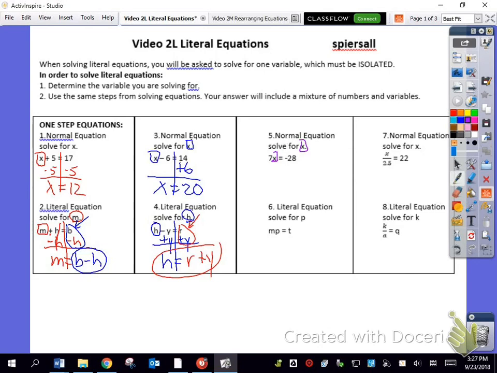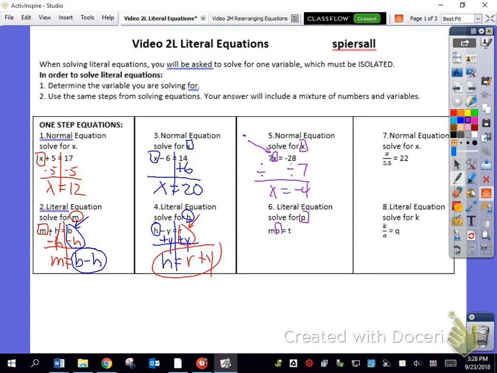On this number 5, I'm going to solve for x. The opposite of this right here, remember, if they're next to each other, that's times. The opposite of multiplying is to divide. So I divide by 7. So x equals -4. Well, on my literal equation, I'm going to solve for p.